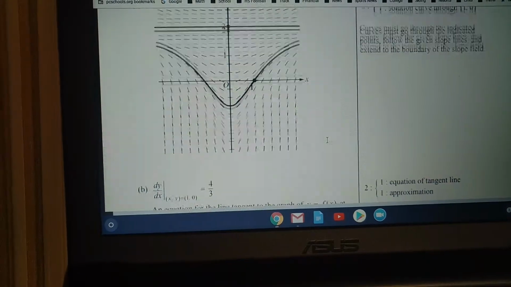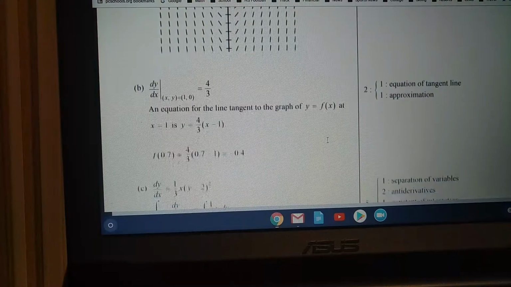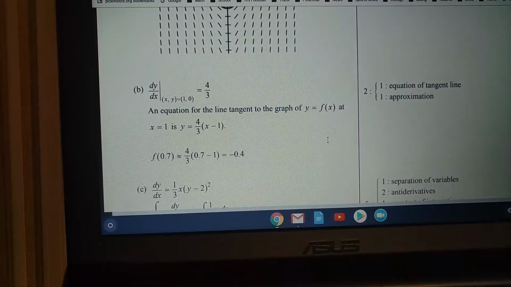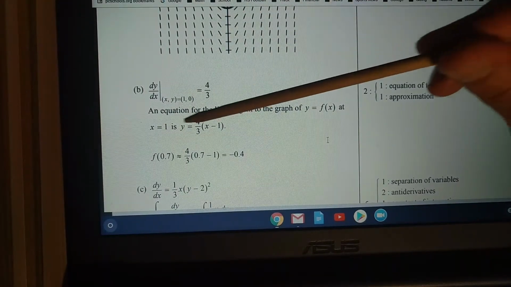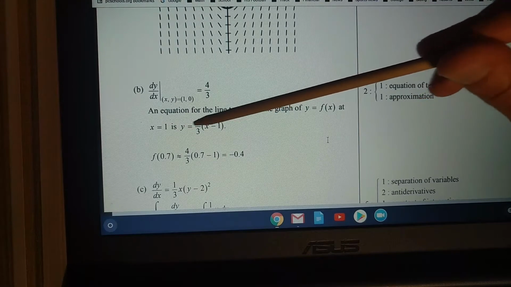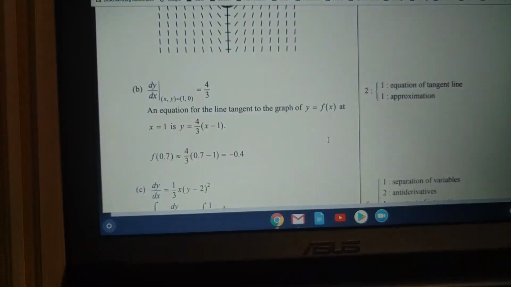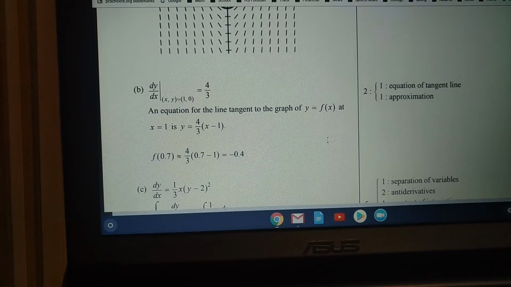All right. So for part B, first we get 1 point for our correct tangent line equation, which is found right here. It's okay if you call it y minus 0 is equal to 4/3 times x minus 1, or if you distributed the 4/3 through and called it y equals 4/3 x minus 4/3, that works too. And then if you correctly plug in to approximate and get negative 0.4, you get your second point.